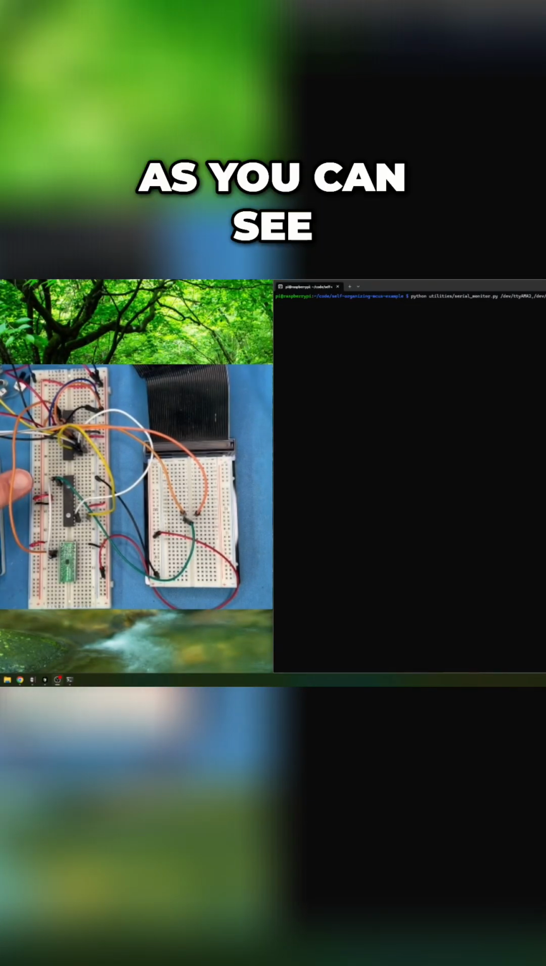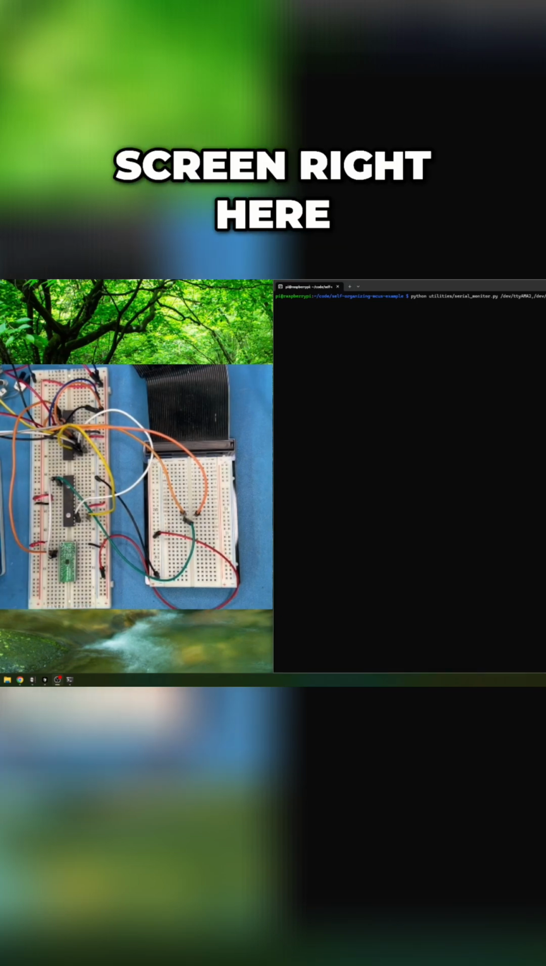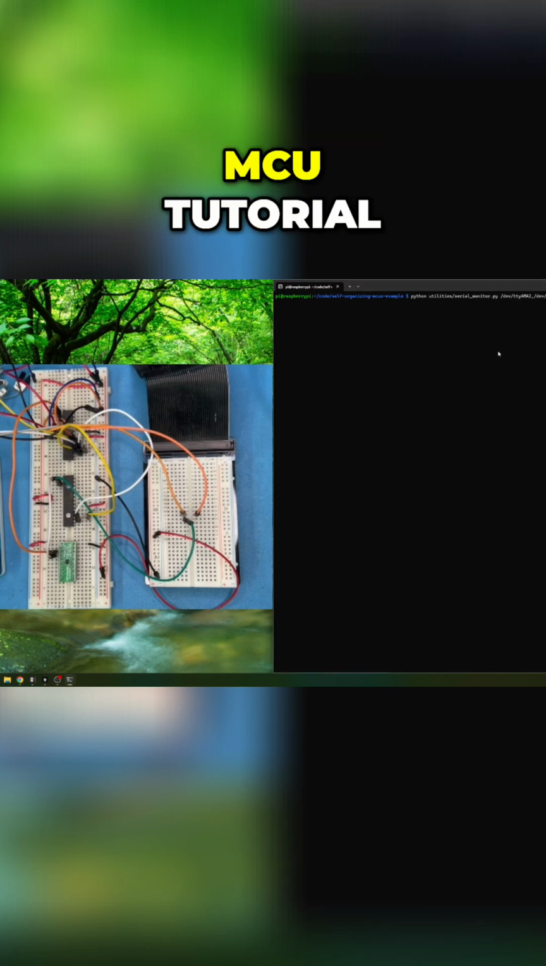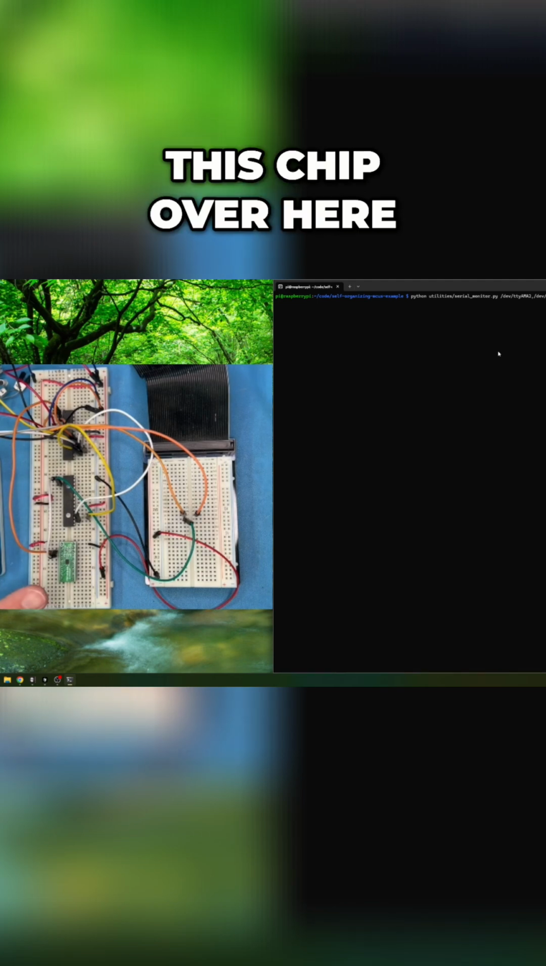So here we have the self-organizing MCU example. As you can see over here, my two ATmega chips. And then as you can see over here in this screen right here, I am running a remote session into my Raspberry Pi. So I'm going to be running the serial monitor example that we had in the self-organizing MCU tutorial. And what this is going to be doing is, instead of power sequencing myself manually, so trying to hold the reset and then change the reset pin again, this chip over here is going to do all the work for us. So you're going to see right now.